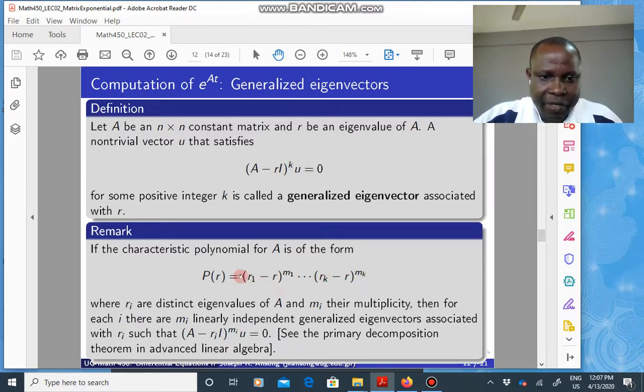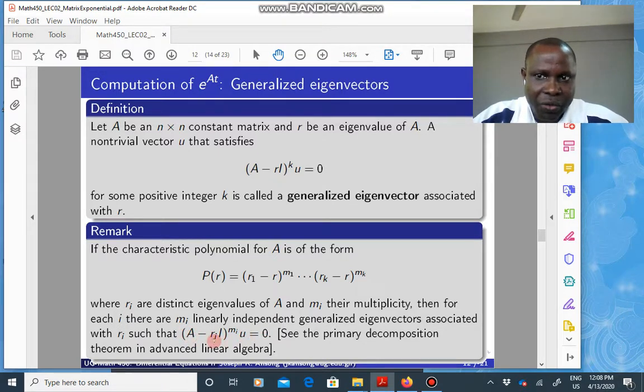If you have a characteristic equation of this form, then for each i, you expect to have m_i linearly independent generalized eigenvectors that are associated with the eigenvalues such that this quantity goes to 0. Again, this is from this theorem. So this becomes very important.